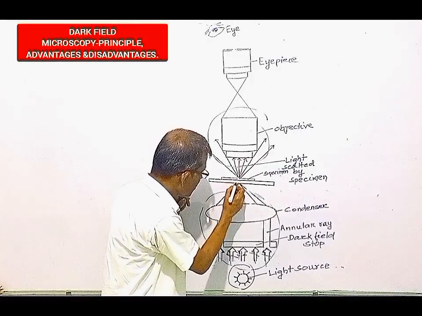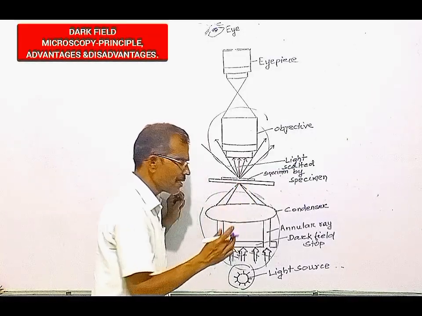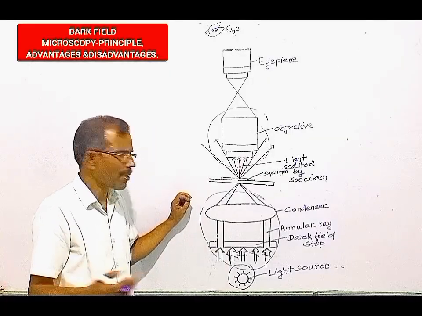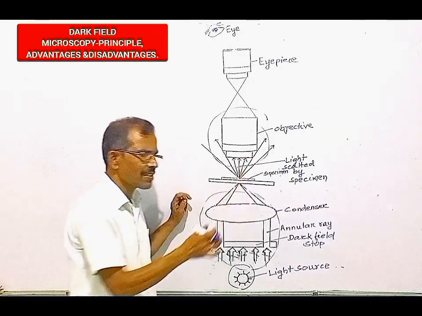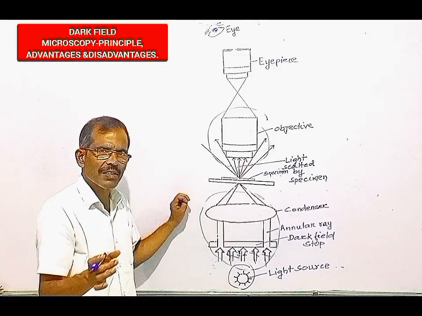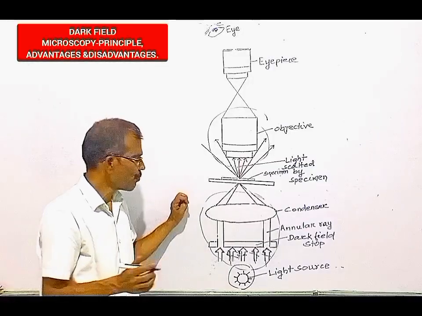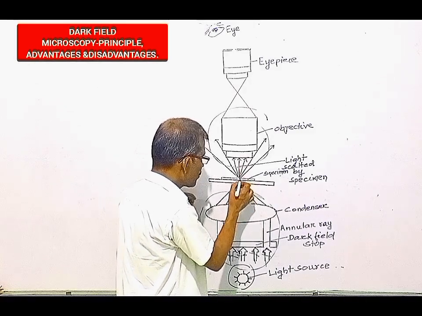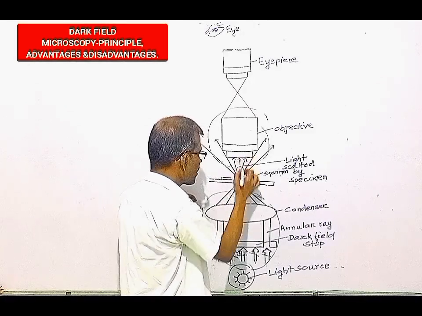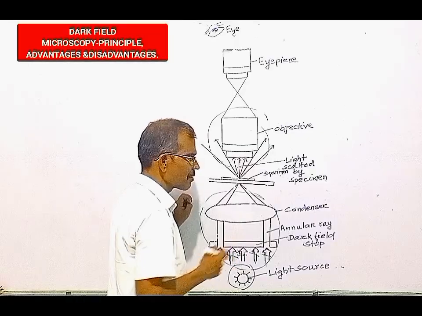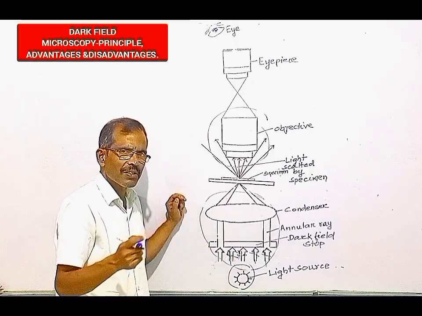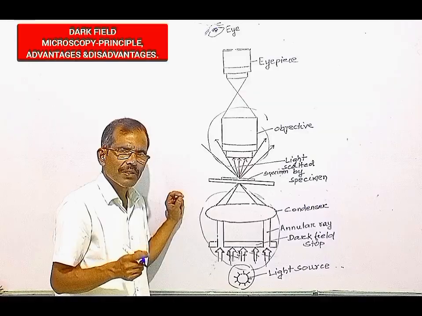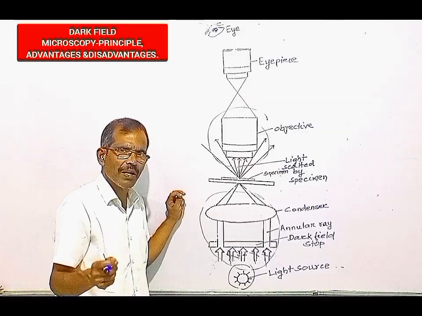When the light strikes the specimen, it is diffracted, refracted or scattered by the specimen's edges, boundaries and its internal structure. Only the light that is scattered by the specimen is allowed to enter the objective lens, which results in a high contrast image even if the specimen is transparent.